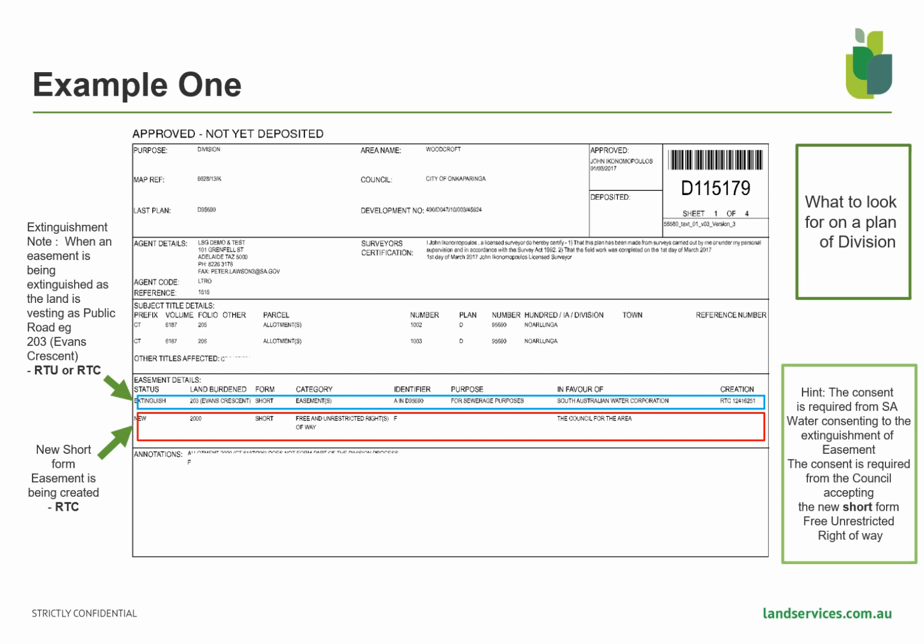Secondly, in red, a new short form, free and unrestricted right-of-way to the council is shown, which is a transaction, so an RTC will need to be lodged. In the hints on the right-hand side, you will see that in both these 2 scenarios, the parties in the in favour of column need to consent. In blue, SA Water needs to consent as regards the easement being extinguished, and in red, the council would need to consent accepting the new easement, as this is a short form easement.